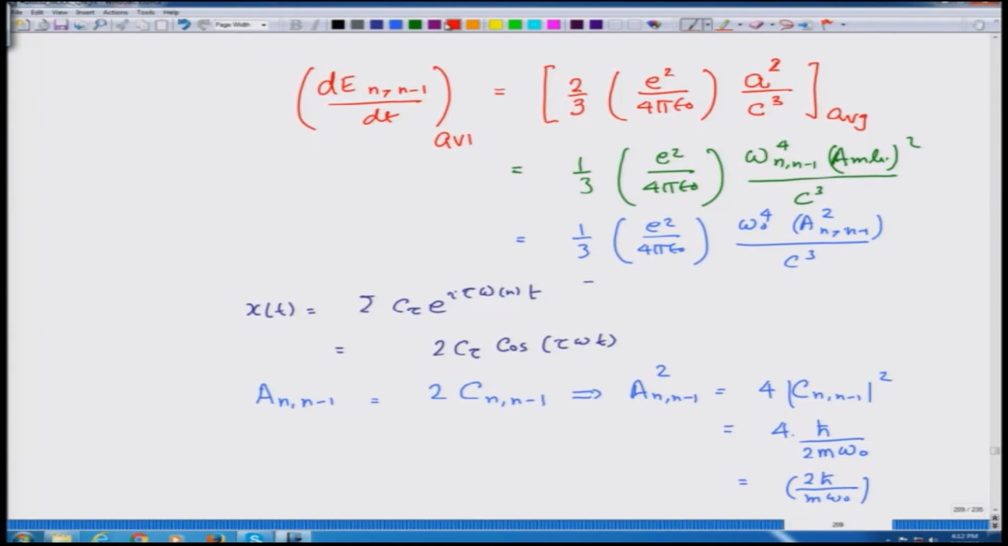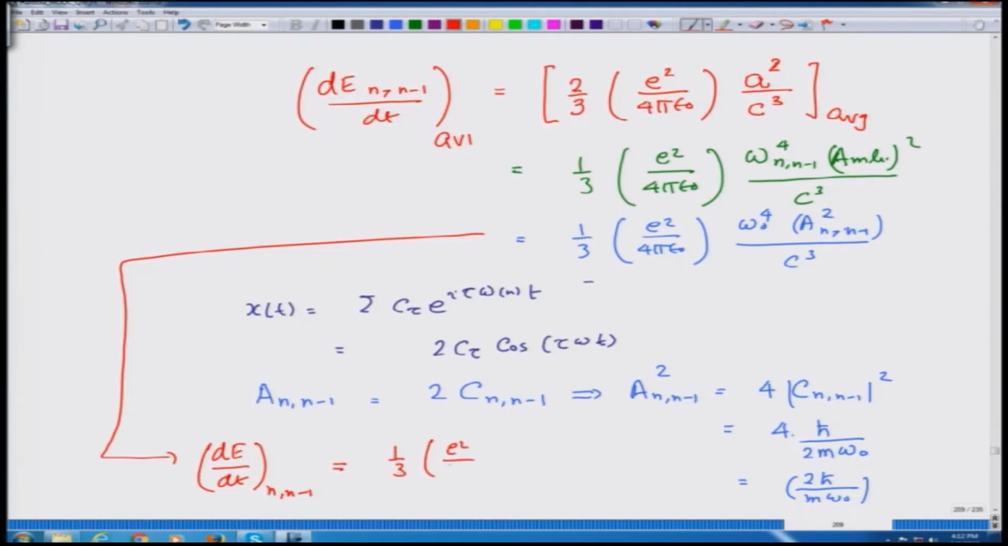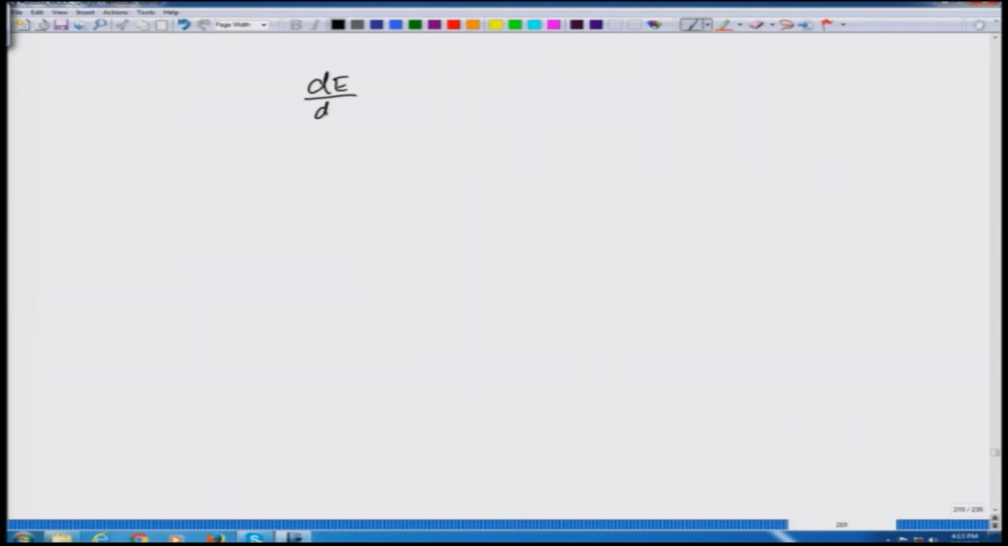I will substitute this in the formula here and get dE by dt n to n minus 1 to be equal to 1/3 e square over 4 pi epsilon 0 omega 0 raised to 4 over c cubed, and for a n square I get 2 h cross over m omega 0. Let us cancel a few terms. This omega 0 gives me omega 0 cubed, and therefore I get this 2 I can bring in front, and therefore I can write dE dt transition from n to n minus 1 is equal to 2/3 e square over 4 pi epsilon 0 omega 0 cubed h bar over m c cubed.